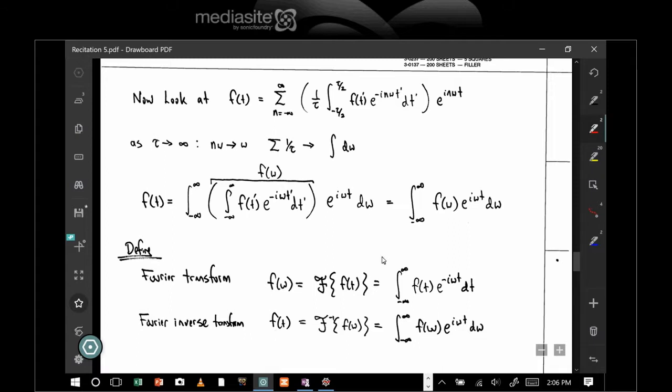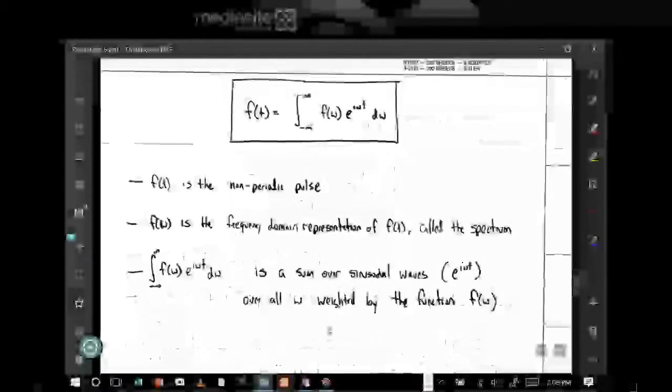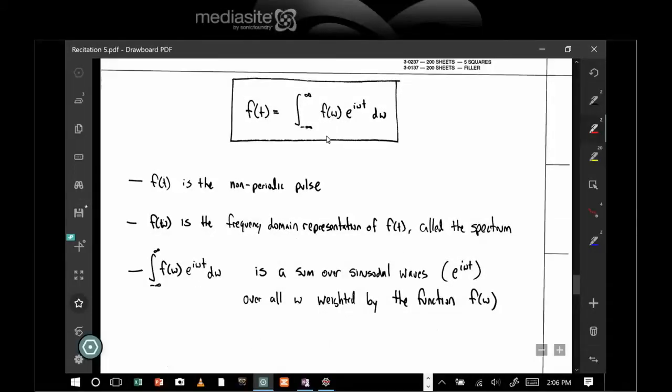All right. Now let's talk about this in a little bit more physical context. If I summarize this, what is f of t? f of t is my non-periodic pulse, just that single square pulse. F of omega is called the frequency spectrum. It represents all the frequency components associated with adding up sinusoidal waves to create that pulse. It is the spectral content of that time wave. That's what F of omega represents.